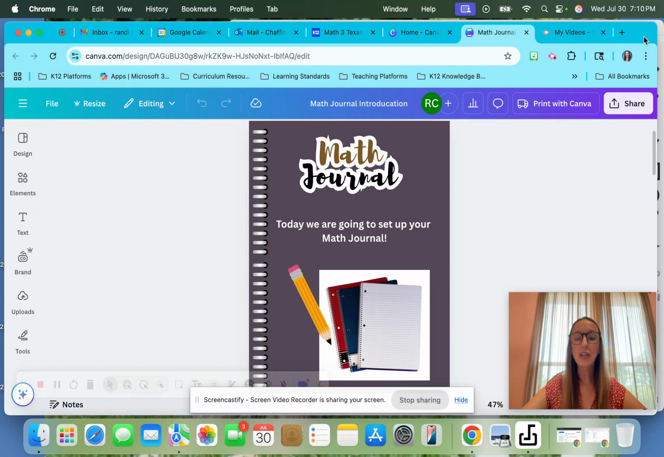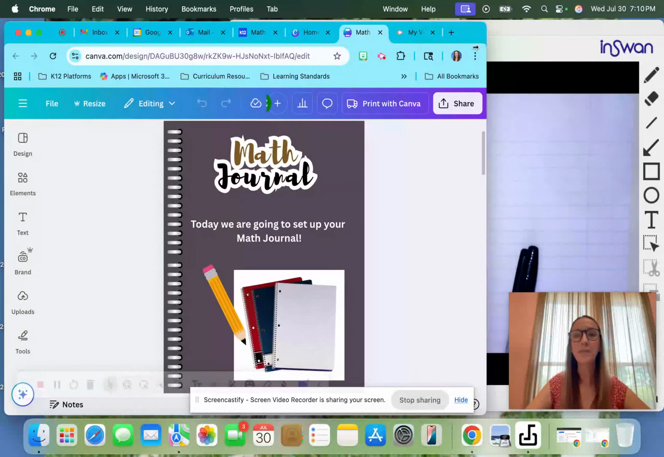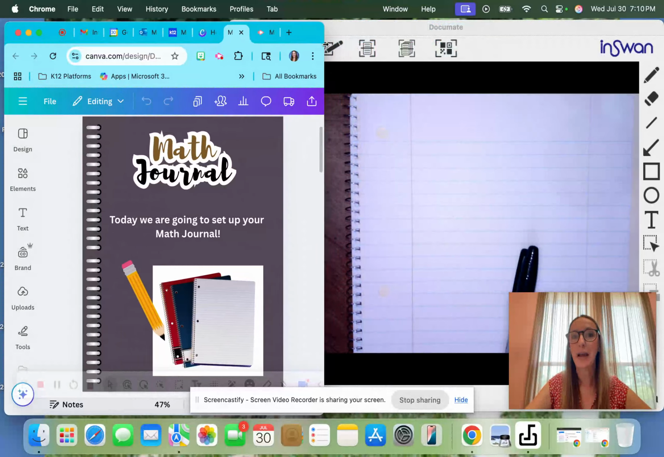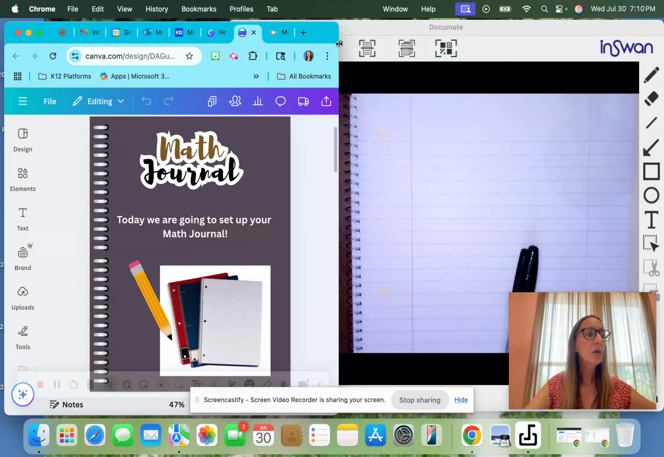So today I'm going to show you how to set up your math journal, and that way you will be ready to get started on your first math lesson. So grab your journal and let's get started. I have my journal here, so I'm going to drag it over. You can use a spiral notebook like I have here, or you can also utilize a composition book, whichever you have handy. I like a spiral notebook because it's a little bit bigger and can hold more work.